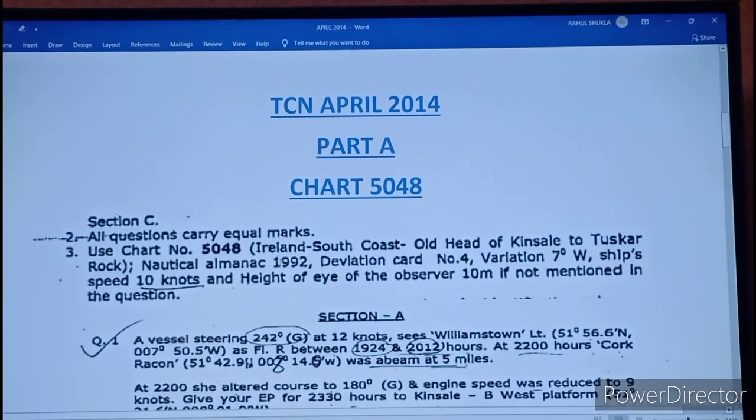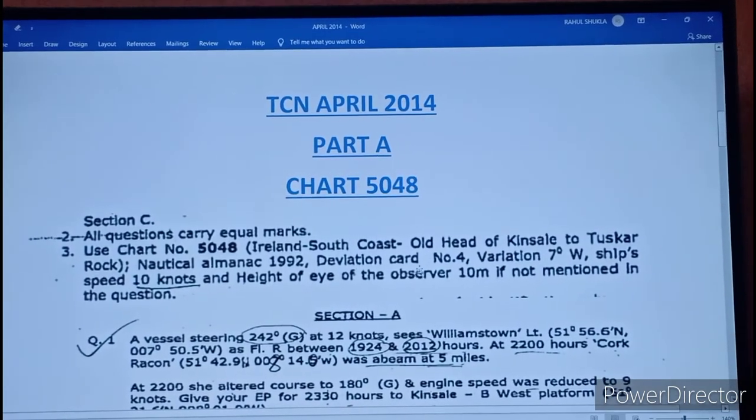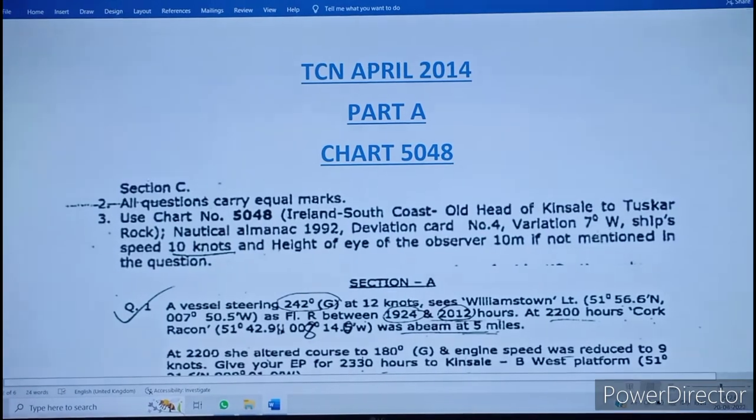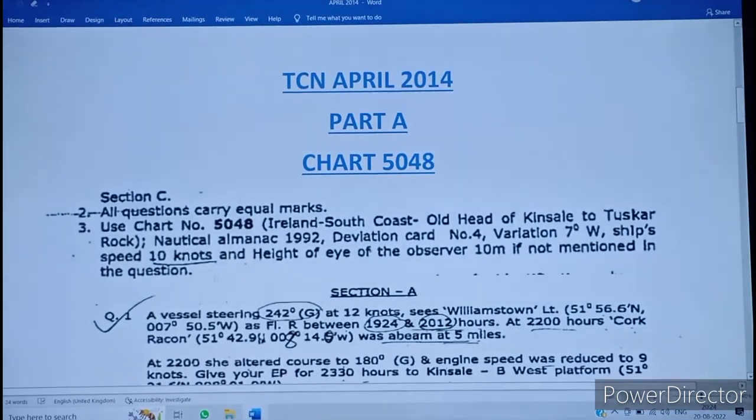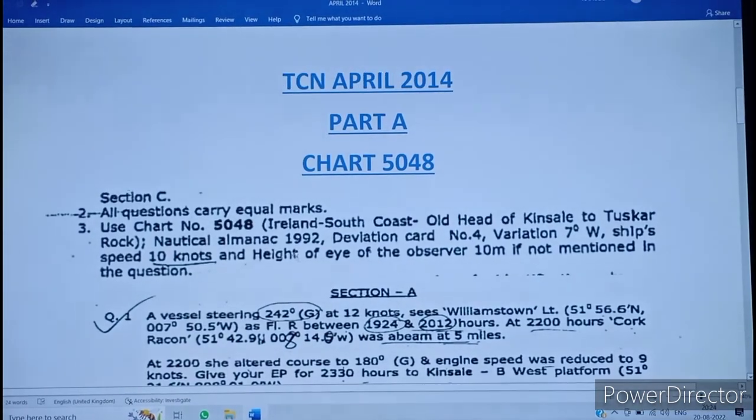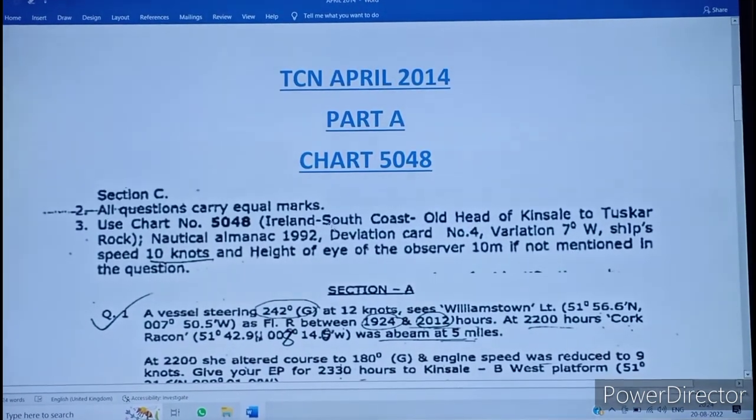This chart uses the Nautical Almanac 1992, deviation card number 4, variation 7 degrees west, ship speed 10 knots, and height of eye of the observer 10 meters. If it is not mentioned in the question, take the data from the top of the question paper.